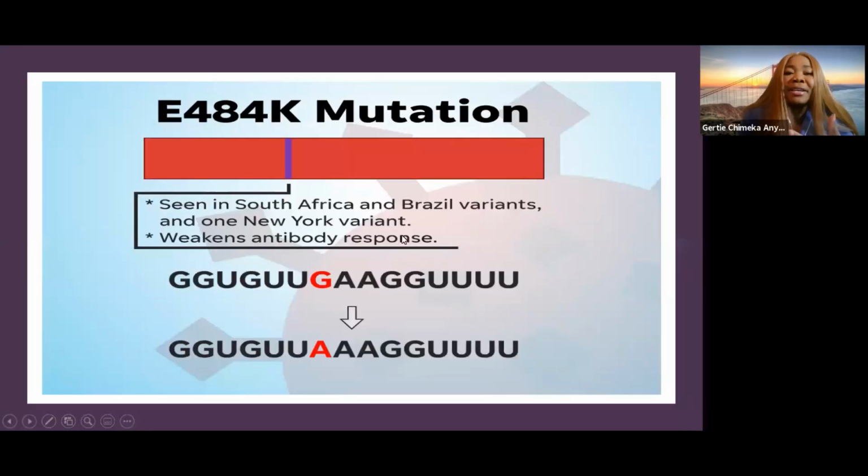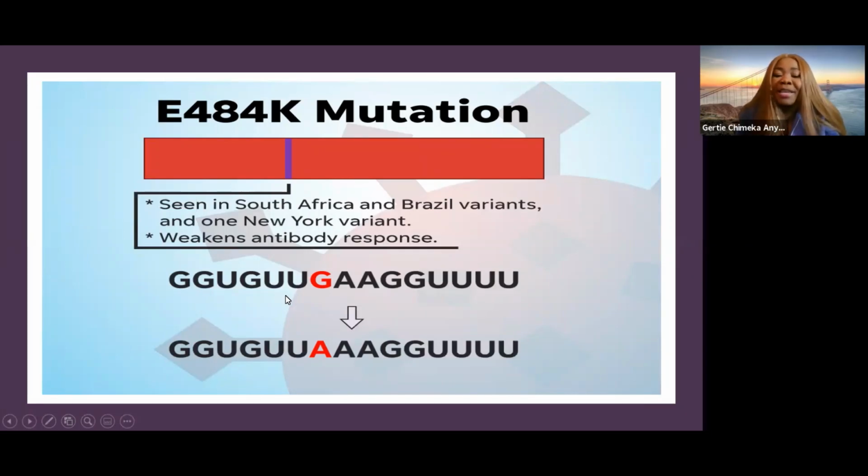So I gave this as an example, the E484K mutation. This mutation is found in the South African variant. The South African variant, mind you, has been around since May of 2020. And then it's also found in the Brazilian variant, which I think was around by November of 2020. And then one of the New York variants contained the E484K mutation. This mutation is known to weaken antibody response to the virus. So I gave an example: the part of the protein that's affected.